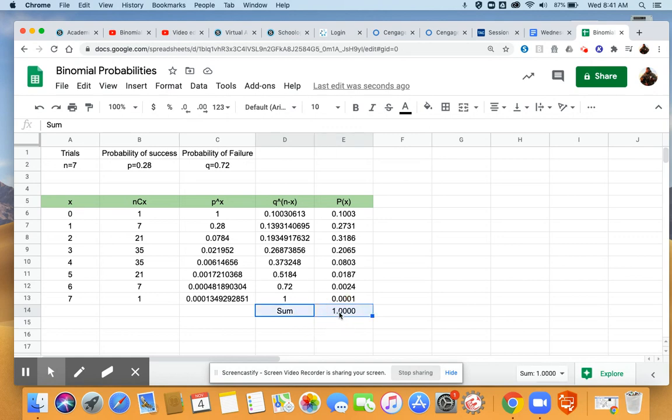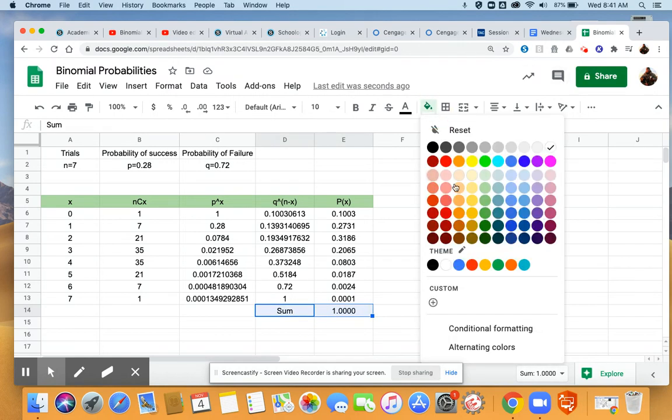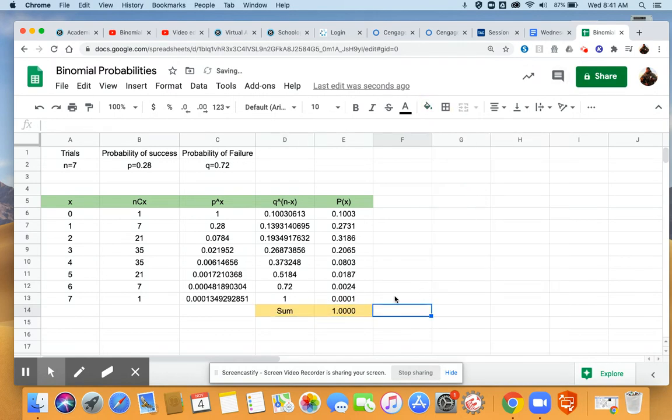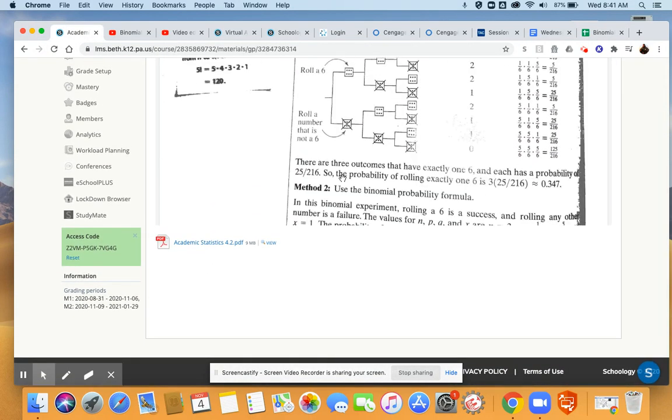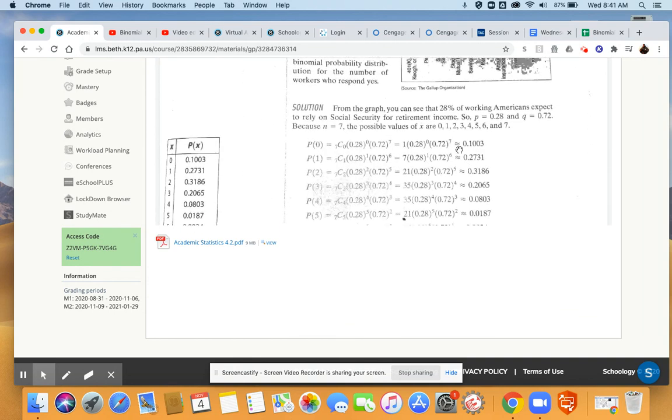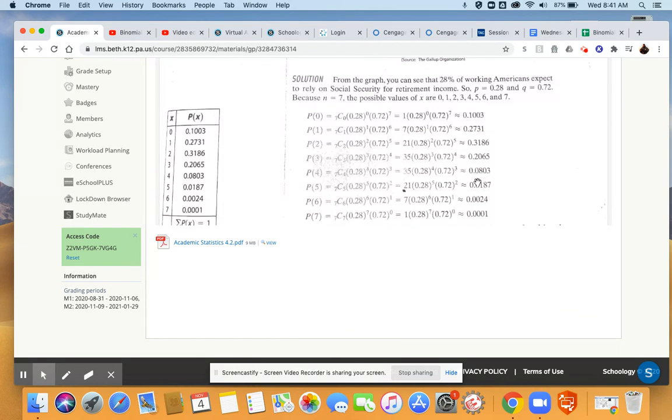I'll go ahead and highlight that so we know it's not part of our probability distribution. So there we go. We've created this probability distribution, 0.1003, 0.2731. We'll go back and take a look and make sure it looks correct. That was example number 3. 0.1003, 0.2731. So we see we do have it.